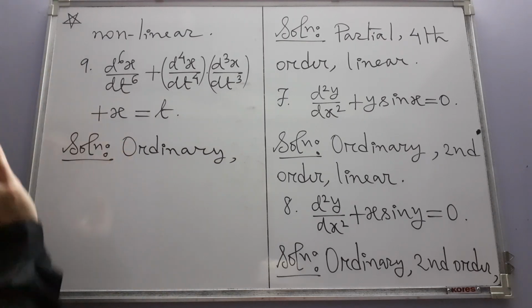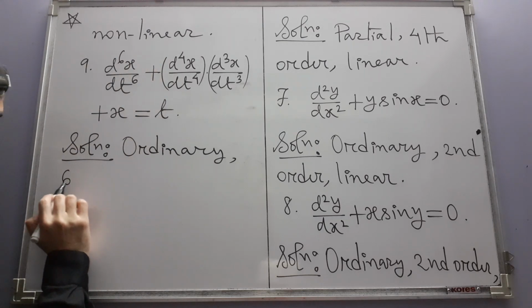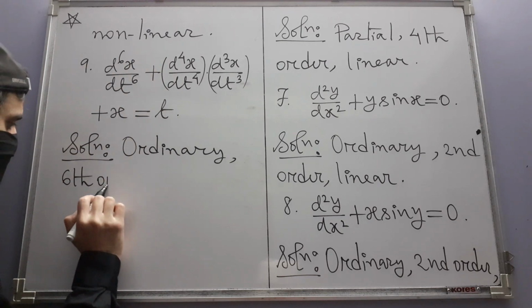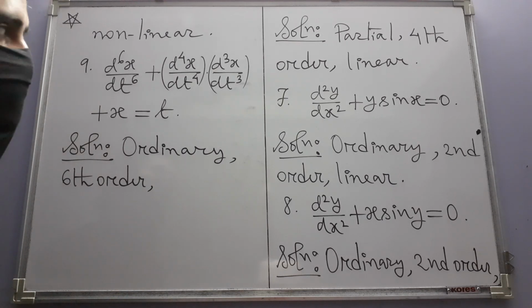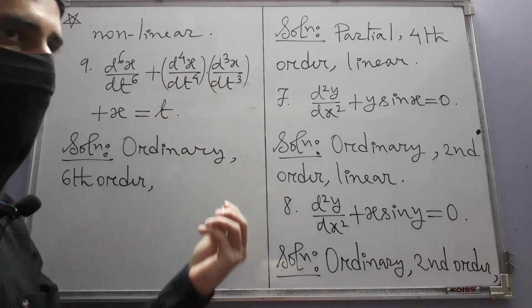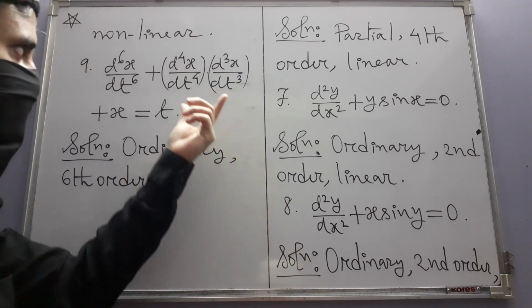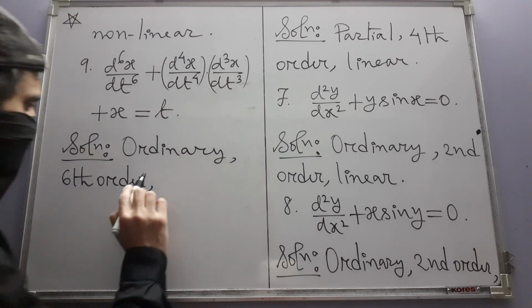What is the highest order derivative? Sixth derivative. So the equation is a sixth order equation. Is it linear? No, because these two derivatives have been multiplied. Their product, or this term, makes this equation non-linear.